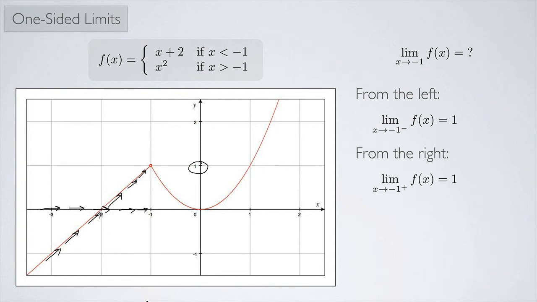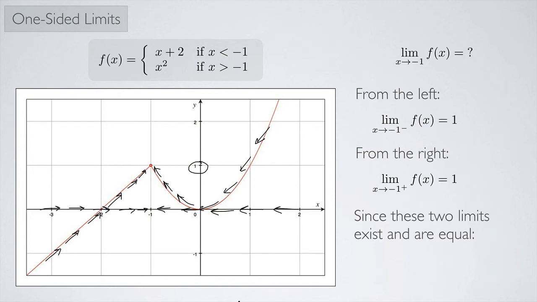From the right, the limit as x approaches negative 1 from the right of f of x is also positive 1. So now we're going in this direction here. We're approaching negative 1 along the x-axis. And what's the graph doing? Well, it's going down here and then up here, and we're getting closer and closer to 1 on the y-axis. So since we have the two limits existing and they are equal, we can say that the limit as x approaches negative 1 of f of x equals 1.